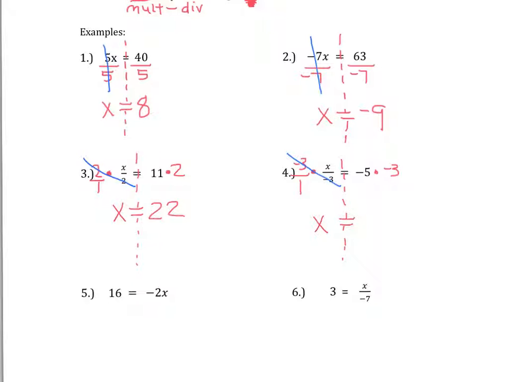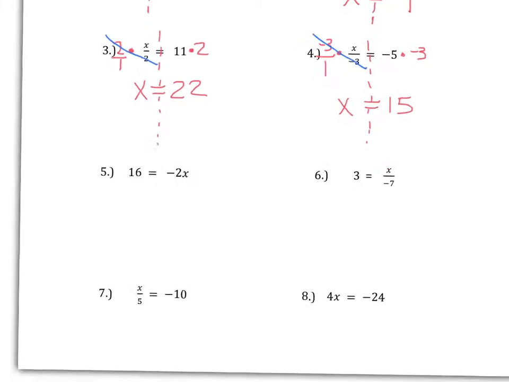And on the other side, negative 5 times negative 3 is 15. And that's the solution. And again, you can check it. Just take 15, put it right here for x. 15 divided by negative 3 is negative 5. All right, let's try a couple more.